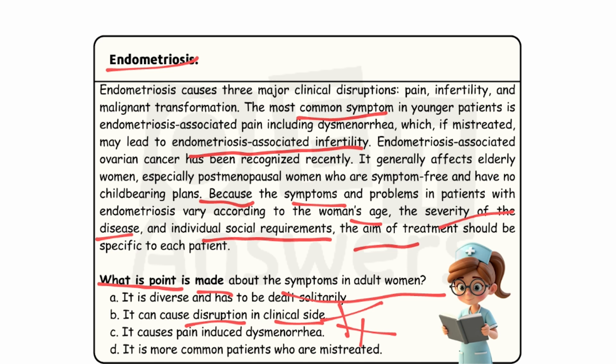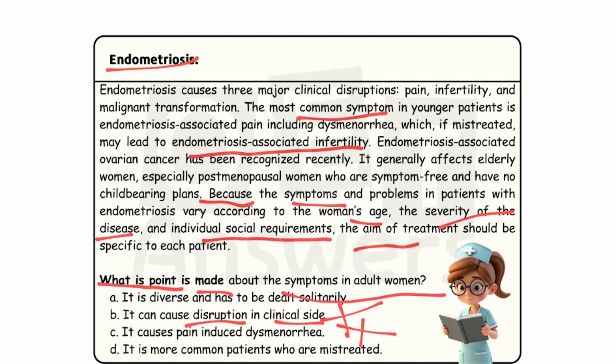As well as pain including dysmenorrhea, they have given only half the information. What about the remaining information? Pain, infertility, malignant transformations, and a lot of things there, right? They needed to conclude that also, but they haven't given it. So this is not at all suitable for the question, this is not the main point, and this is not in the right location. So there are three reasons to eliminate option C.